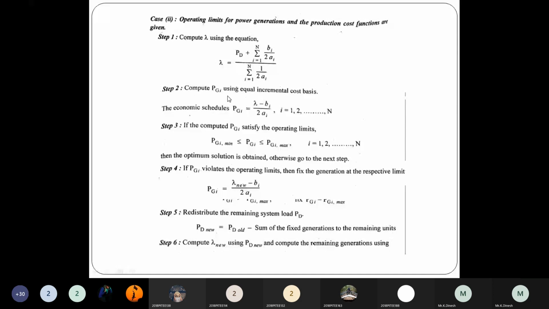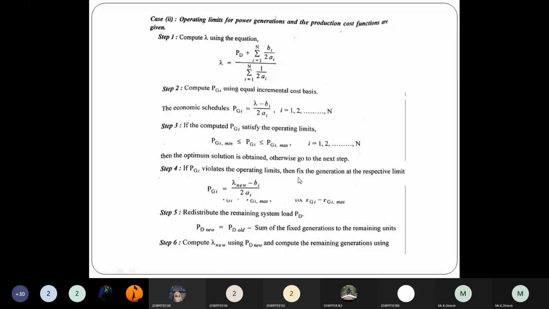Step number 2 is to compute my PG using the incremental cost basis. The economic PGi is lambda minus Bi by 2Ai, evaluated in the last case itself, so step number 2 is also the same. Step number 3, I have to check the limits of the generating power: PG minimum less than or equal to PG less than or equal to PG maximum. I have to check the range from maximum to minimum, for i equal to 1, 2 up to n. After applying this, we proceed with the next step. Step number 4 is PGi violation.